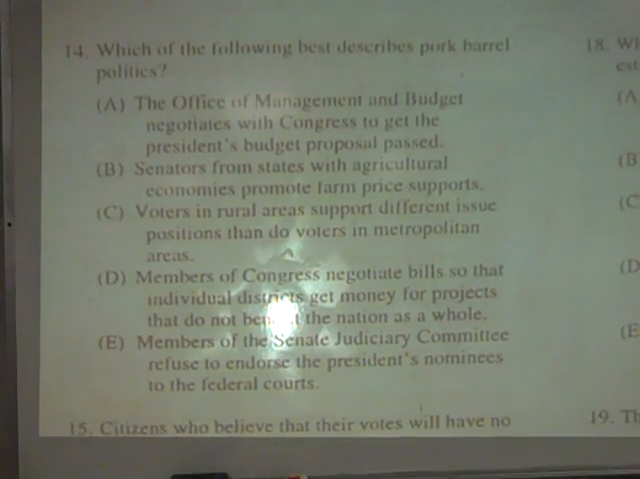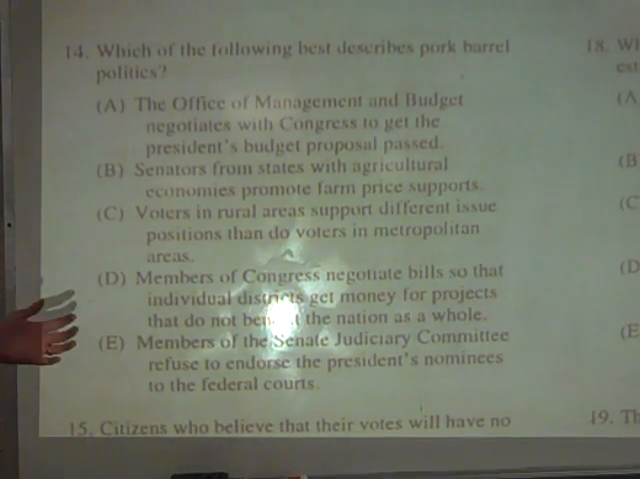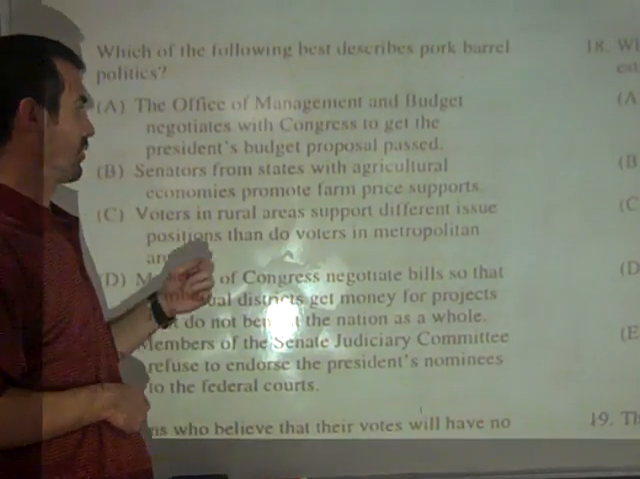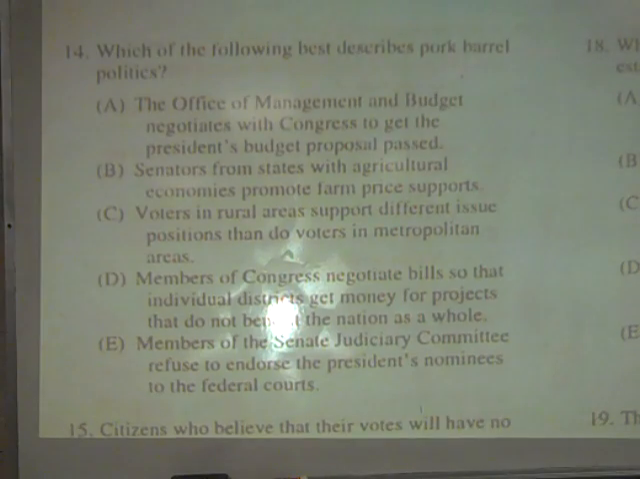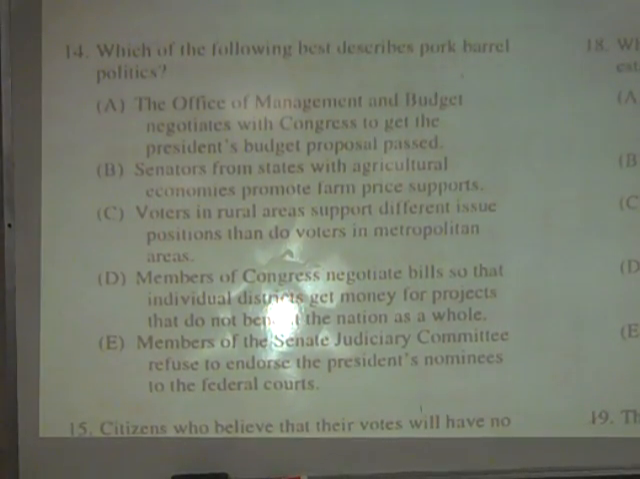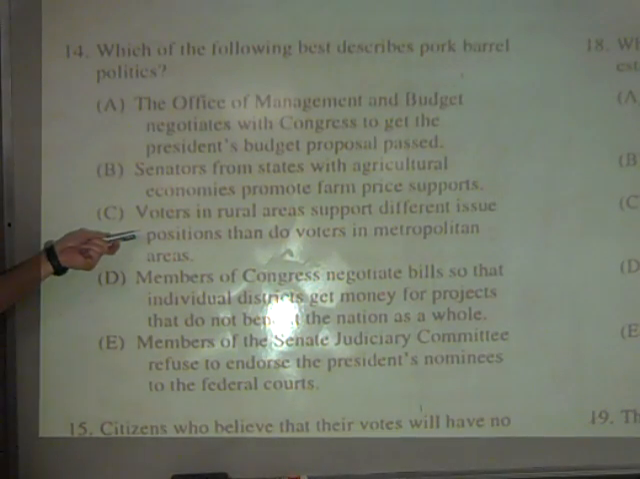Senators from states with agricultural economies promote farm price supports. That might be an example of pork, right, using federal money to prop up the price of farm products. I like B, okay. Let me see if there's a better answer. Voters in rural areas support different issue positions than do voters in metropolitan areas. This is voters, not congressmen. So congressmen engage in pork.